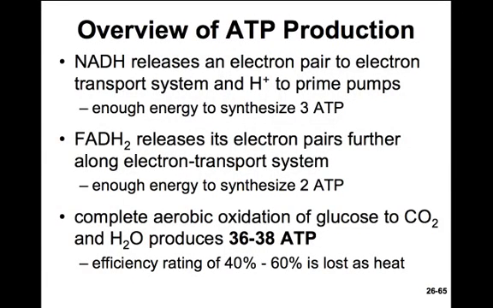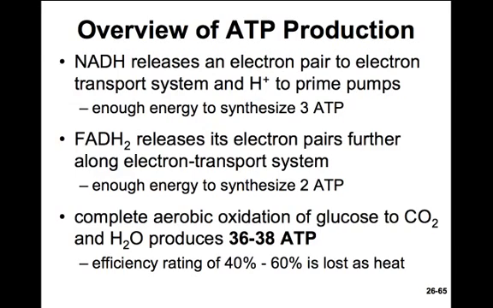So NADH releases an electron pair to the electron transport system, and it bounces down the chain, and by the time we have hydrogens coming in through the ATP synthase, we're going to produce 3 ATP. Now FADH2 releases its electrons to proteins further down the electron transport system, and so they only release about 2 ATP.